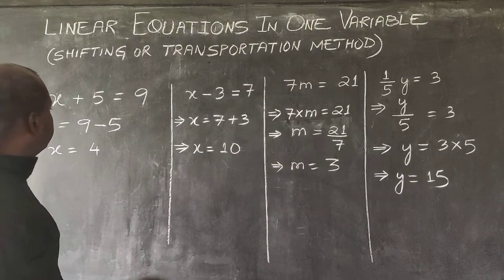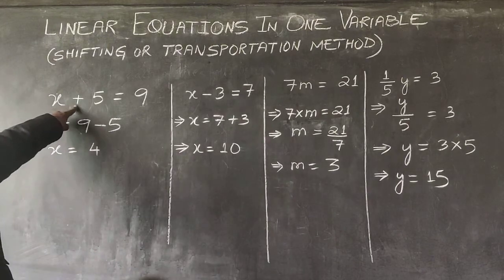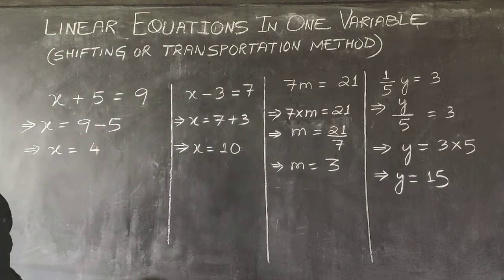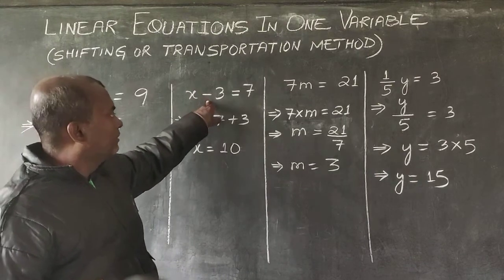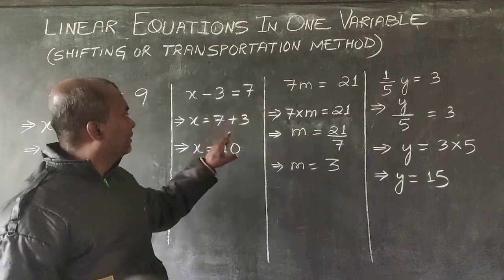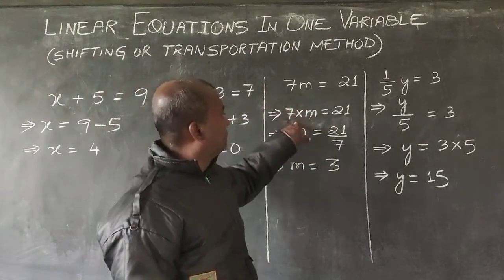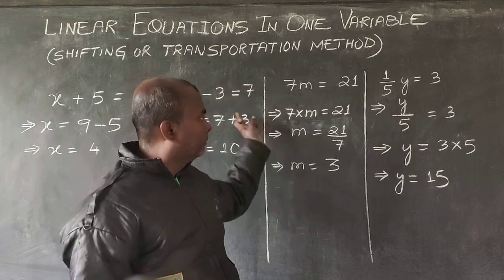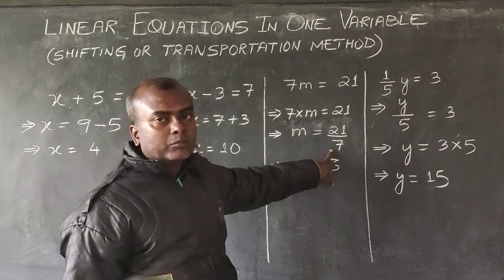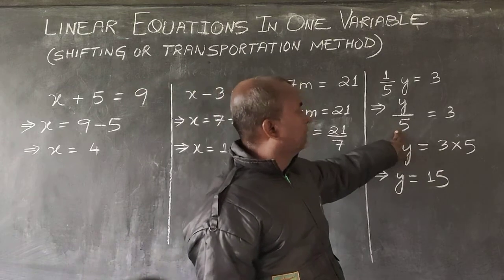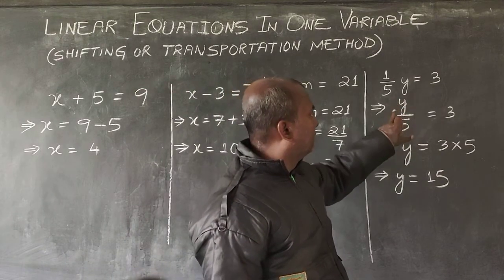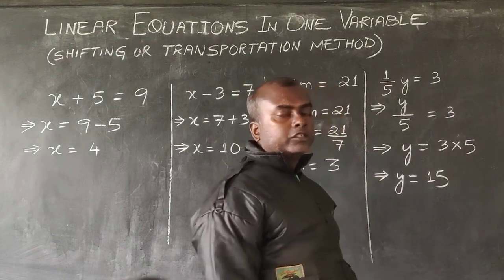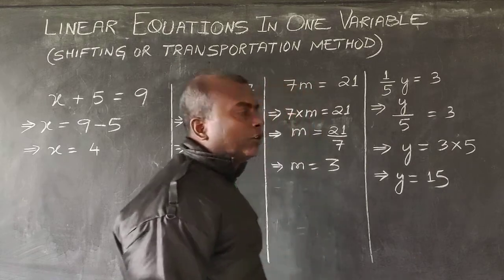Let's revise once, very short. If plus 5 is there with the variable, it goes on the other side and becomes minus 5. If there is a minus number, like minus 3, then it goes on the other side and becomes plus. If the variable is multiplied with a number, the number goes on the other side, but in the denominator. If the number is there along with the variable as a denominator, it will go on the other side and come to the numerator. So this is the rule in the transposition or shifting method.